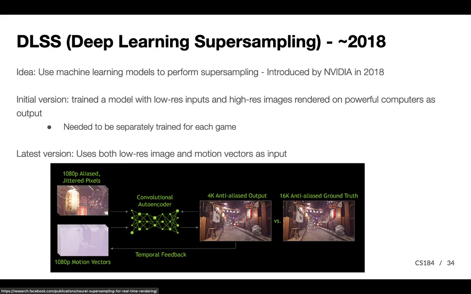And then next, in 2018, comes an entirely different approach. Up until now, we've still been averaging across time and space. We're still supersampling and filtering, the traditional techniques for anti-aliasing. Then in 2018, NVIDIA introduces DLSS, or deep learning super sampling. The idea here is that we use machine learning models to perform the supersampling.